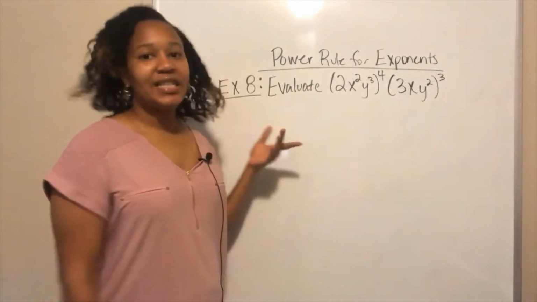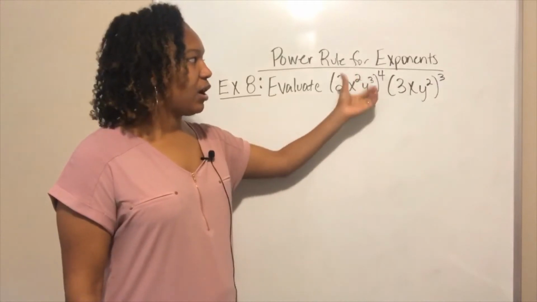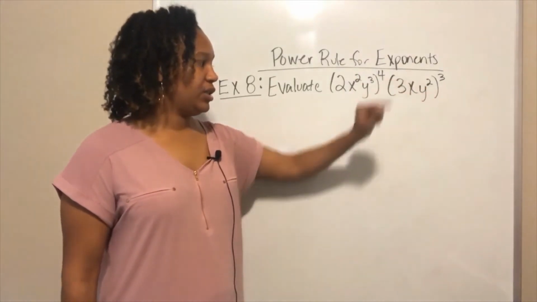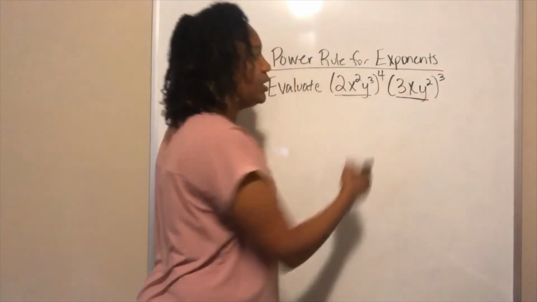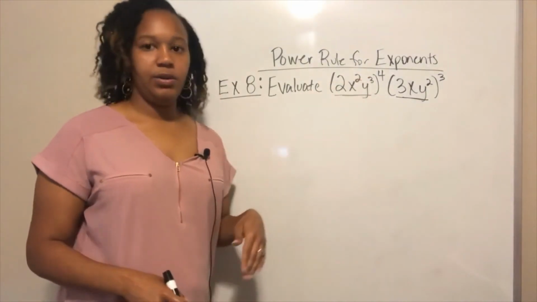All right, for this last example, example 8, we want to evaluate this. This is 2x squared y to the third, all of that raised to the fourth, times 3xy squared, all of that raised to the third. So since I have multiple things being raised to an exponent in both of these, I'm going to take everything inside that parentheses and raise it to that exponent, okay?